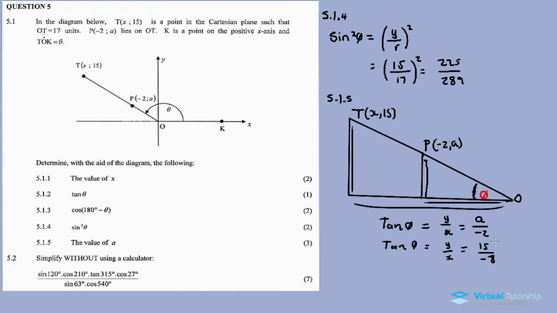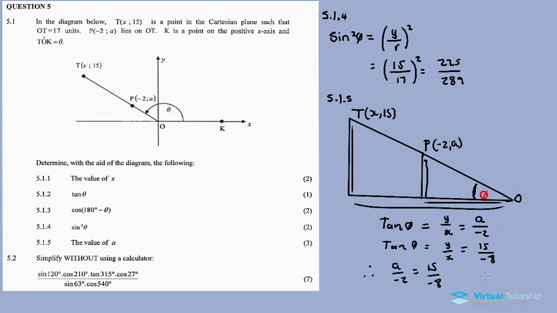So this ratio is equal to this ratio because these triangles are similar, or we can say they share a common angle as well. So the trigonometric ratios are equal as well. Therefore this tan theta and this tan theta are equal because the two triangles share a common angle. So A over 2 is equal to 15 over 8.